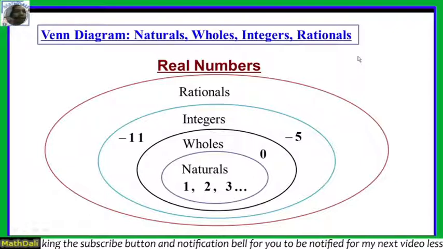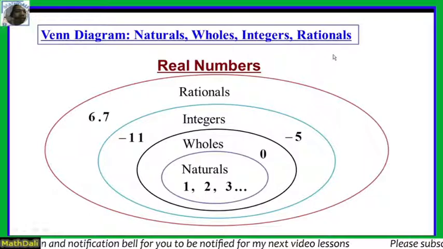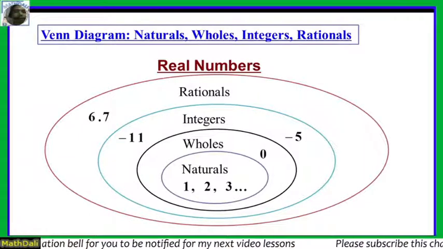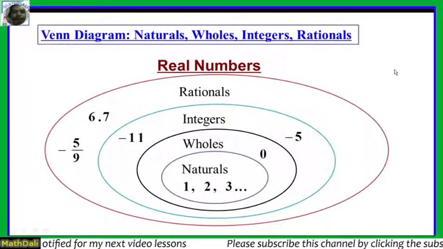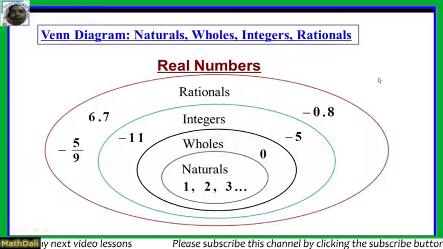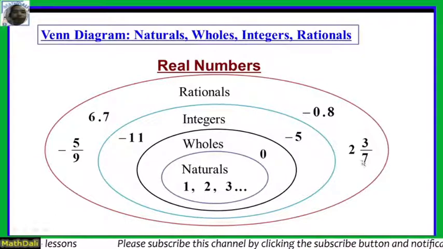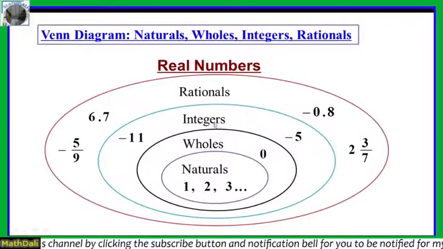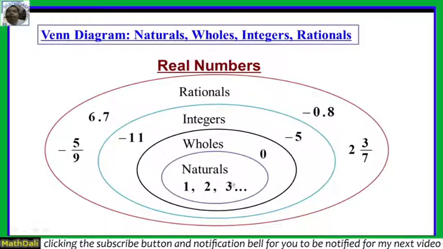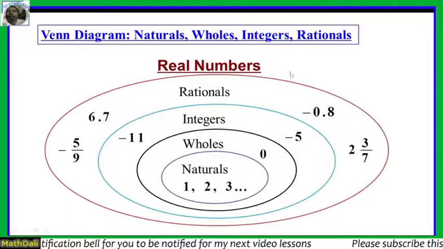Mga element ni rational numbers na hindi element ng integers, ito yung decimal natin, 6.7. Fraction, negative 5 over 9, negative 0.8, and we have the mixed number, we have 2 and 3 over 7. Yung mga element ni rational numbers na hindi element ni integers. That's why it is a subset. Element nitong rational, lahat ng integers kasama na tong mga decimal dito at saka yung fractions.